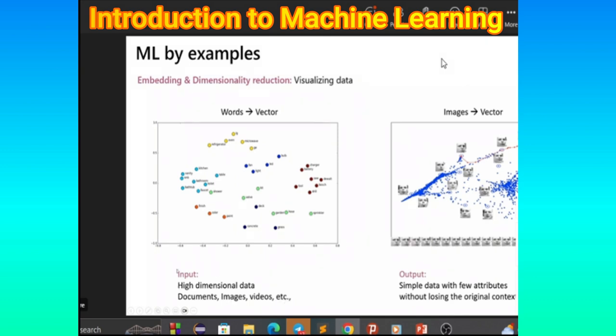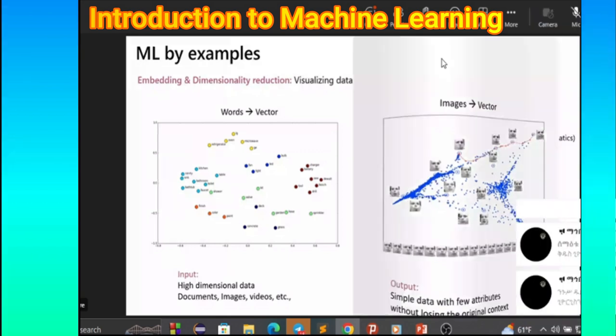Then once it is reduced, the output would be simple data with few attributes without losing the original context of it. So here we have words converted to vectors. Here we have an image converted to vectors. In any case, for visualizing the data, we convert high dimensional data into low dimensional data, most of the time in just 2 dimensions or 3 dimensions. And we will see some examples in this area.